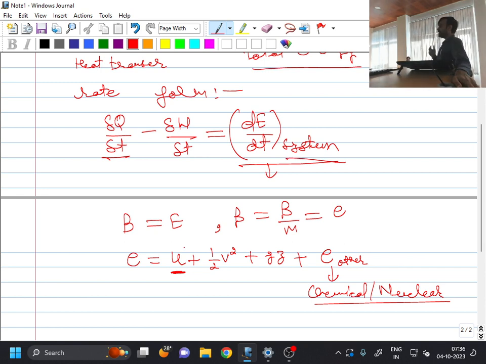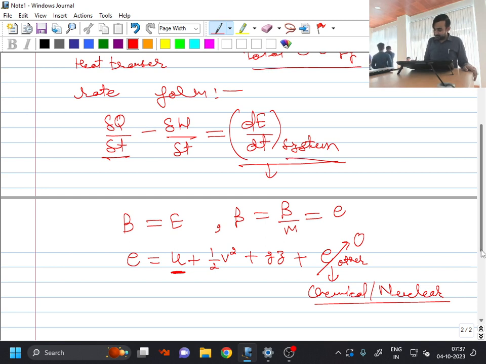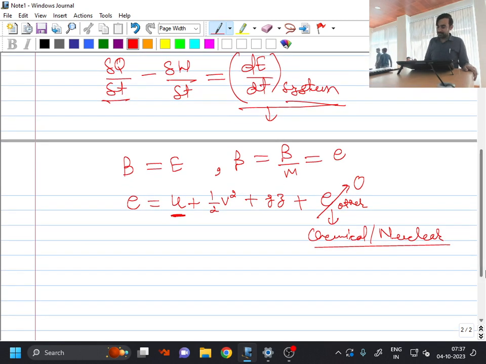Whenever we study engineering thermodynamics for mechanical engineering students, we don't consider this term. So typically we say that in our system under consideration, fluid is not undergoing any chemical reactions and it is not going through nuclear reactions, then we will consider this equal to 0. Now you must be able to answer it very easily because you have already studied this in thermodynamics.